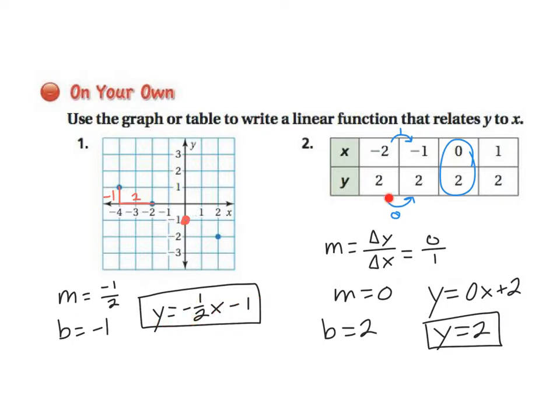For the second example, if I do change of y over change in x, I see that my slope is actually 0. It's okay to have a 0 in your numerator, and it's okay to have a slope of 0. This is just a horizontal line. So my y-intercept I can still find is right here. So if I plug it into my slope-intercept form, y equals mx plus b, I'm left with just y equals 2. We don't leave the 0x. But remember, it's okay to have a slope of 0. All it is a horizontal line.